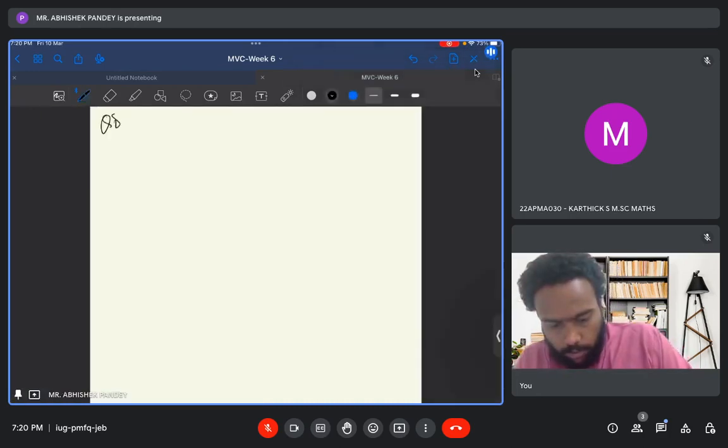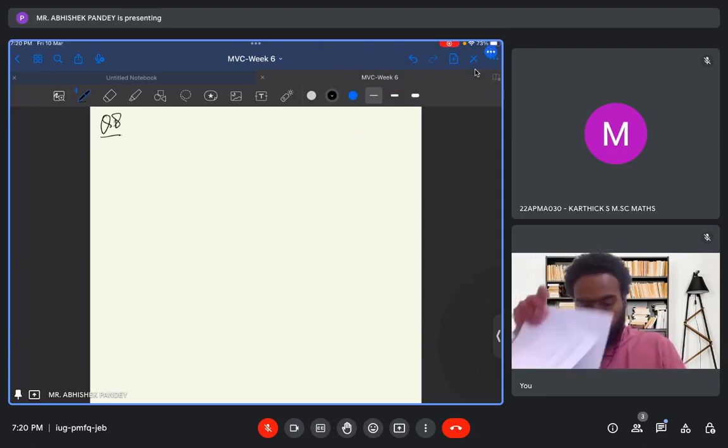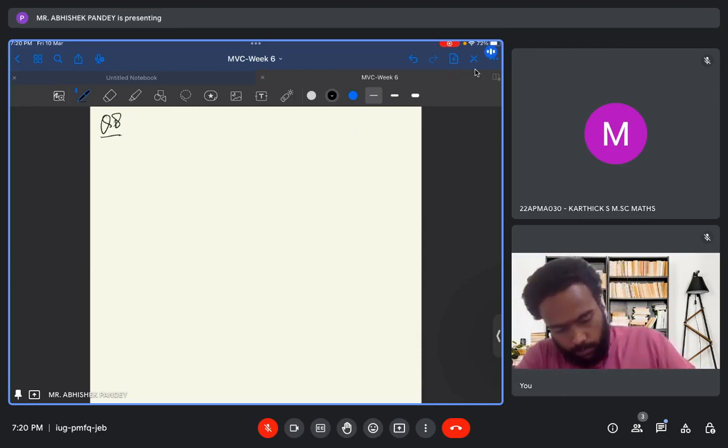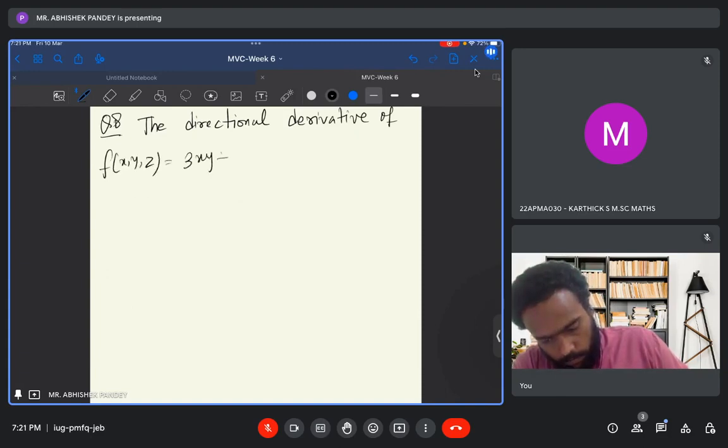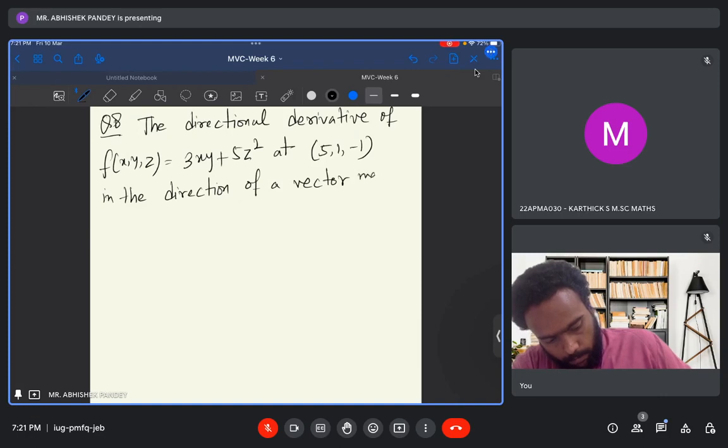So this is question number 8. We need to find the directional derivative of f of x y z equals 3xy plus 5z square at the point 5, 1, minus 1, in the direction of a vector making an angle pi by 4 with the gradient of f at 5, 1, minus 1. So this we need to calculate.